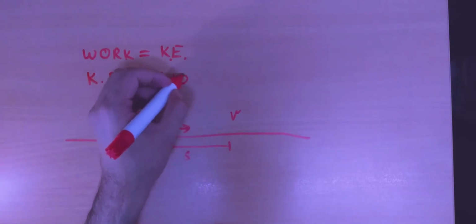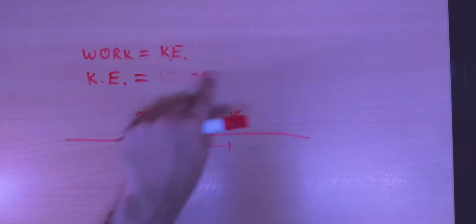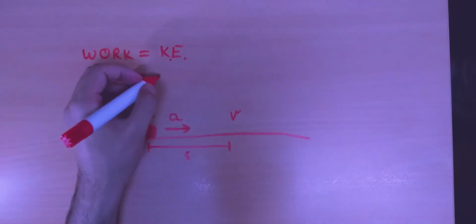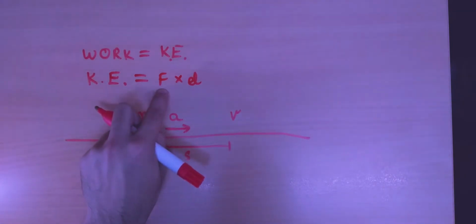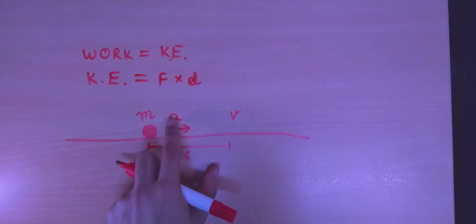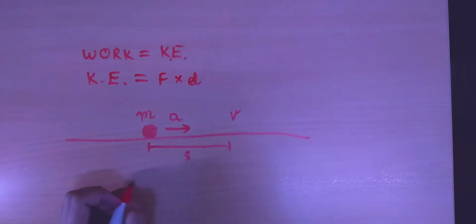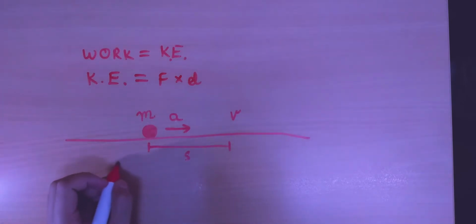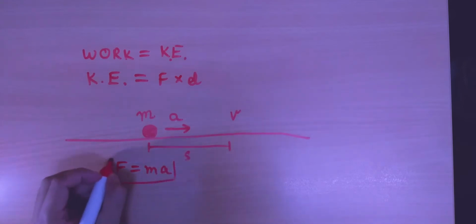Now what is work? Well, we know that work is the force applied multiplied by distance, right? So I can write this as force into distance. Now what is the force that I apply? Well, I know the ball has a mass of m units and it is being accelerated by a units. So we know by Newton's second law, force equals mass times acceleration.